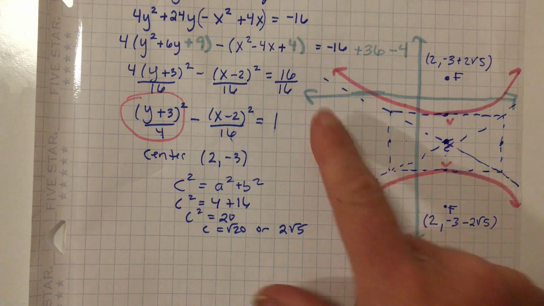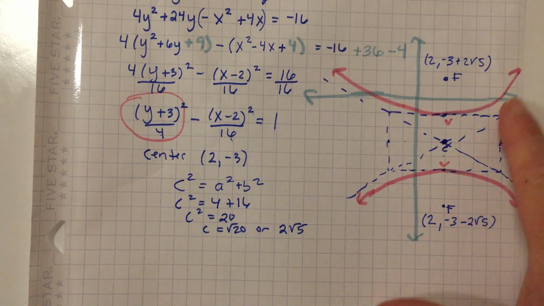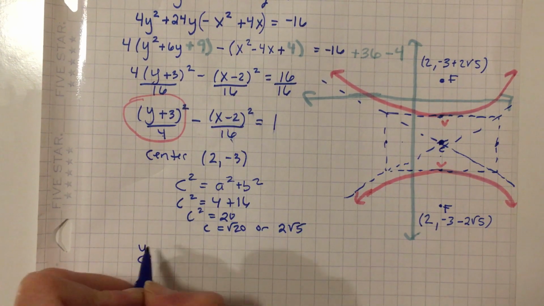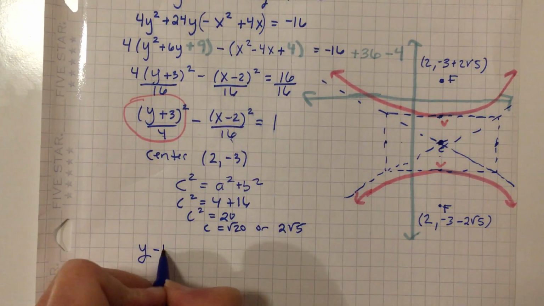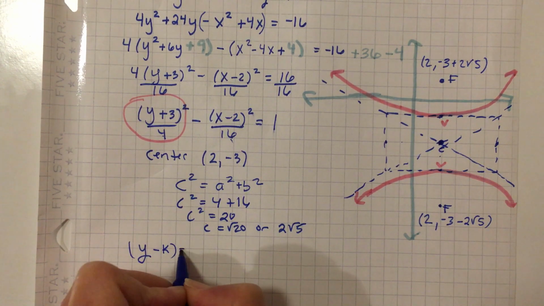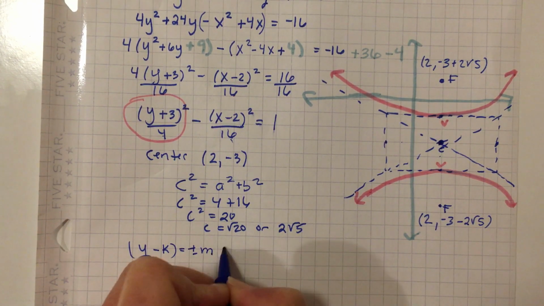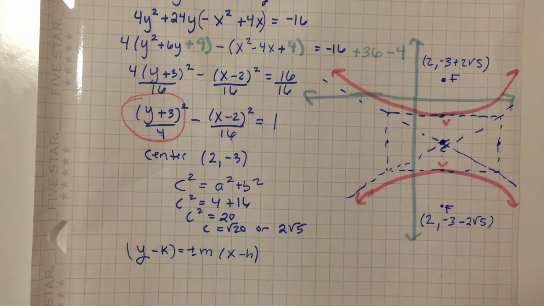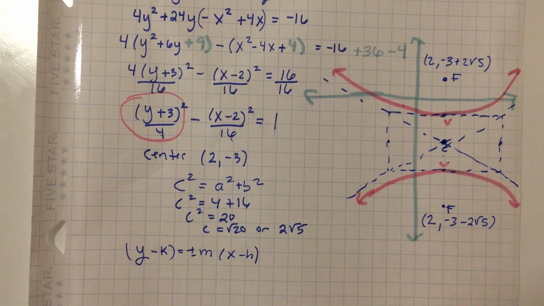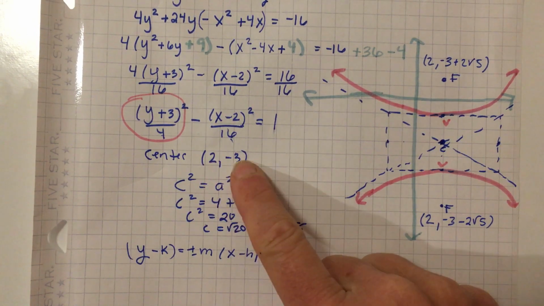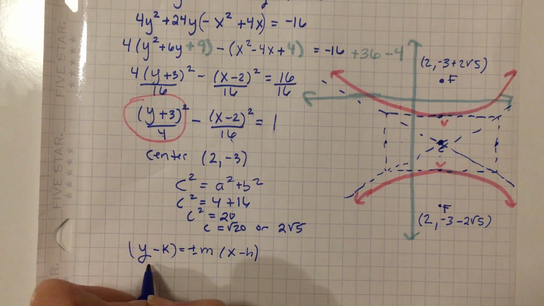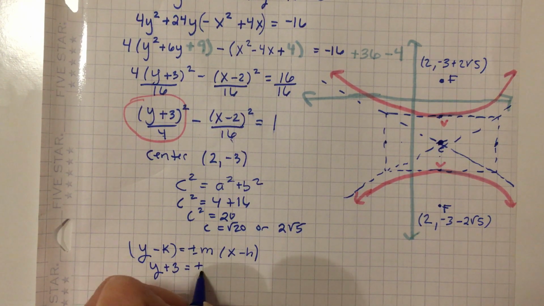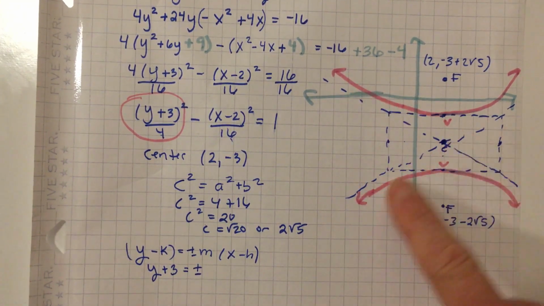Hey, don't forget that you have to find the equations of these asymptotes right here, okay? So the equation says it's y minus k equals plus or minus the slope times x minus h. Because remember, the line always goes through the center, okay? So the center is right here. The center is 2, -3. So that's going to be y plus 3 equals plus or minus, because there's 2 lines, of course, okay?